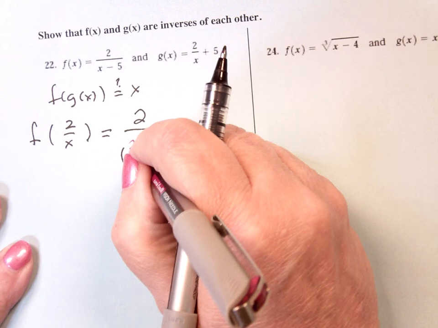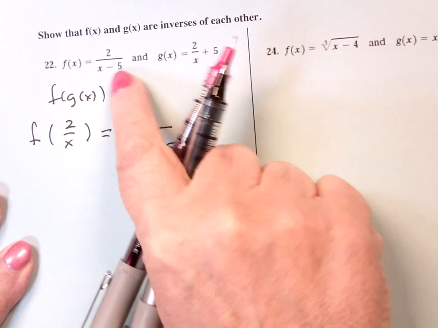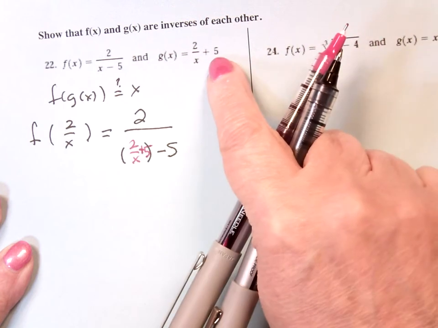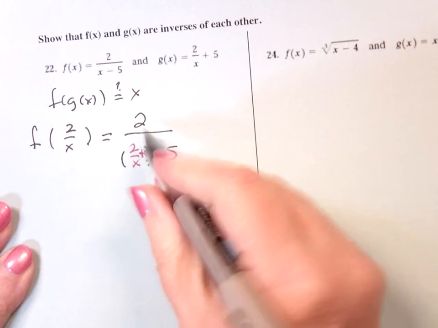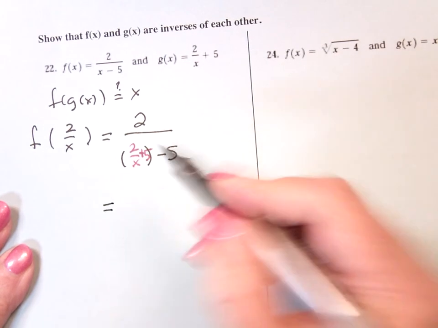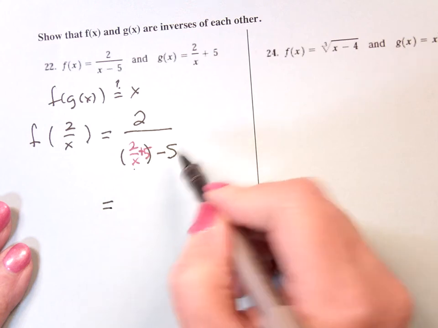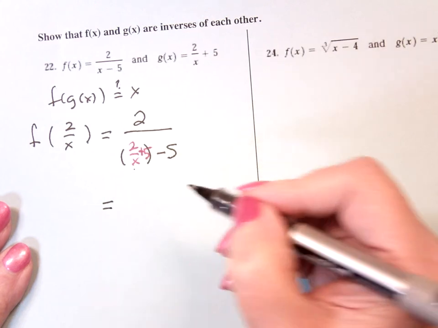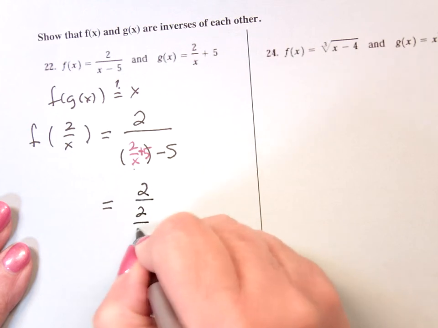So I'm going to replace the x by 2 over x. Yes, I see what you mean, plus 5. I was looking because there's a 5 here and a 5 there, so I wasn't sure what 5 you were talking about. Now this makes life kind of easy because I have 2 over x plus 5 minus 5. Well, plus 5 minus 5 is 0. So I have 2 over x.